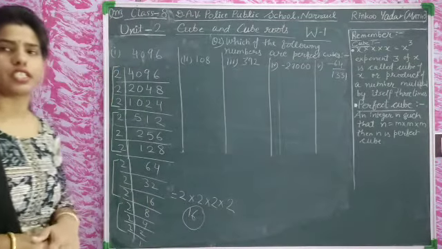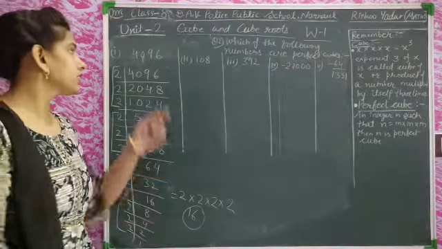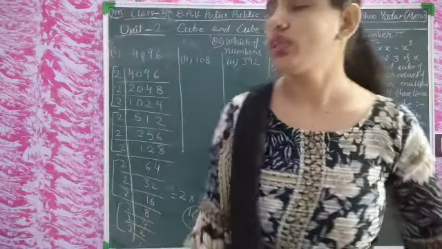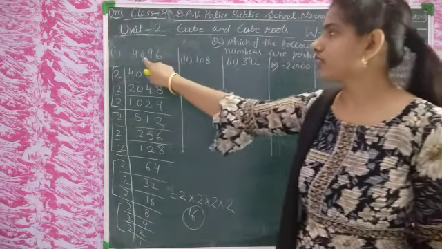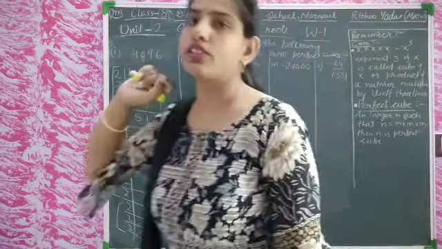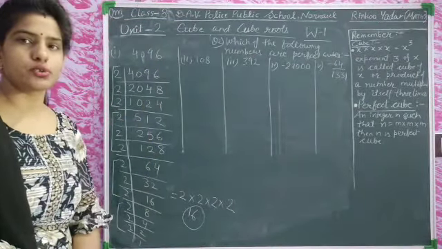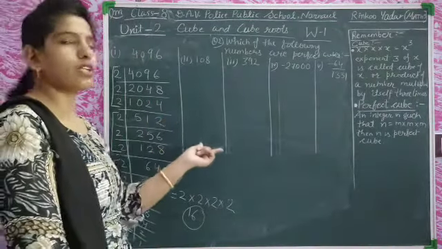That is 16 here. The perfect cube of 16 is 4096. There is no need to multiply 16 into 16 into 16. We will learn that 16 cubed is equal to 4096. Is it clear, students? Yes.